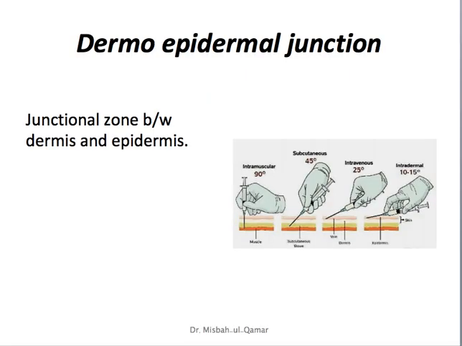Remember I told you about the dermo-epidermal junction. I told you that this is a junctional zone between dermis and epidermis, and it is a site of antigenicity. It means that this is the area where the actual binding of the antigen with immune cells takes place.